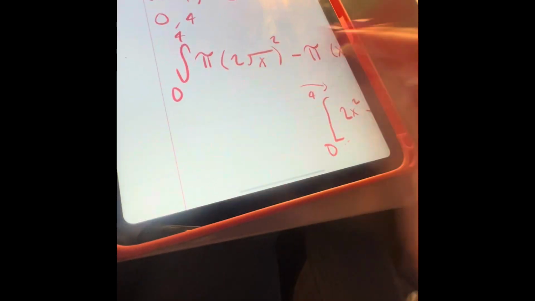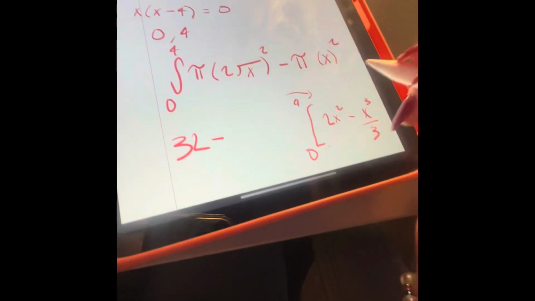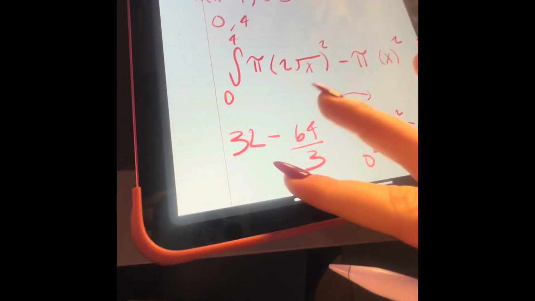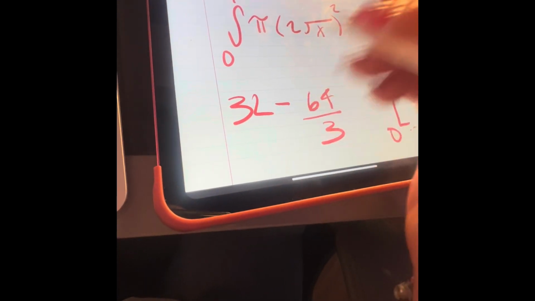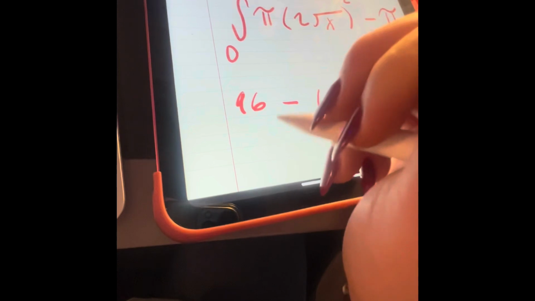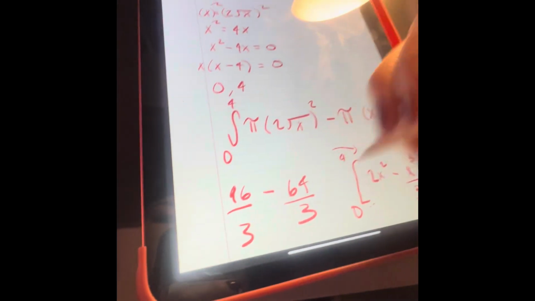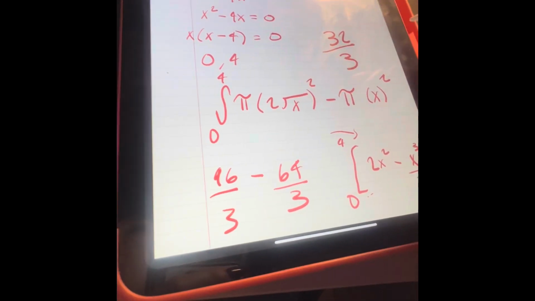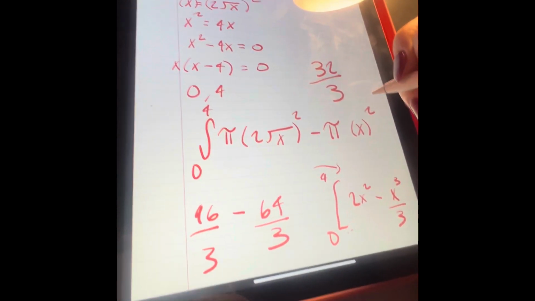4 to the second power is 16, so then we get 32 minus 4 times 4 is 16, so that's 64 divided by 3. So then we have to do 32 times 3, which is then going to be 96 over 3. So then our answer should be 32 over 3 for the volume.